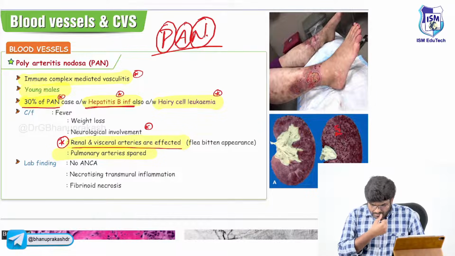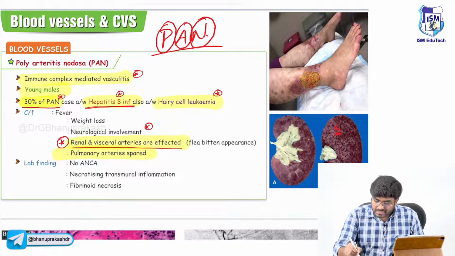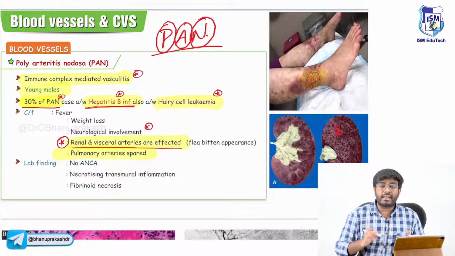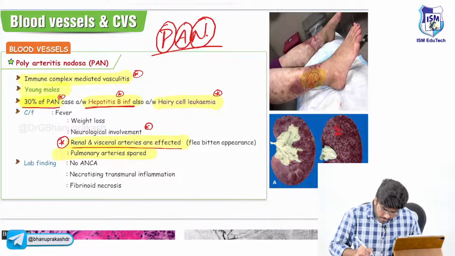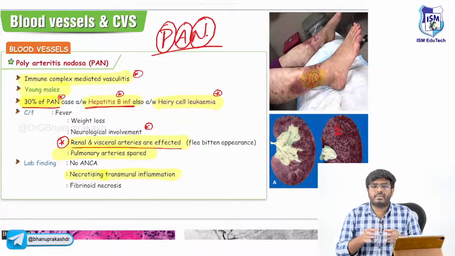Next, is it a granulomatous vasculitis? I told you in the beginning itself, it's not just a granulomatous vasculitis, it's a necrotizing vasculitis. Necrosis is happening. It is necrotizing transmural inflammation. The entire blood vessel is involved; all the layers in the vessel wall are affected. Transmural inflammation with necrosis.